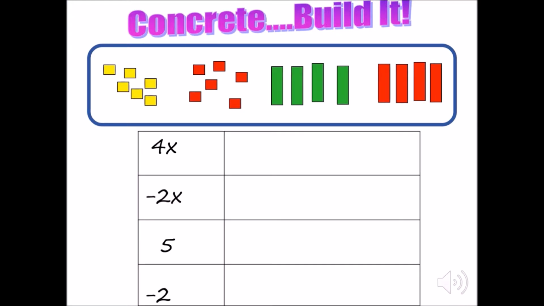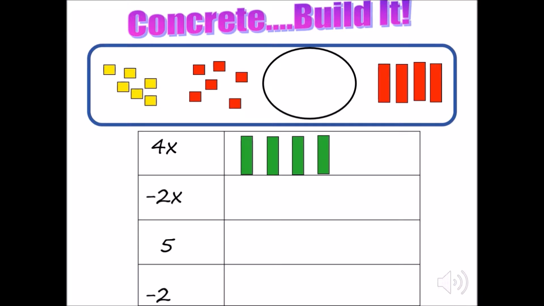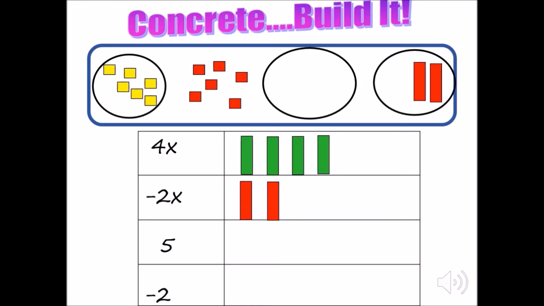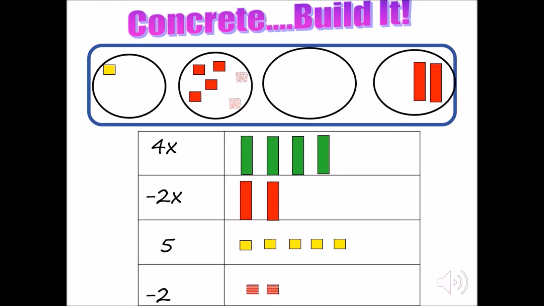So using that key, if you wanted to model positive 4x, you would need to use the x tiles. Because it's positive, you would use the green, 4 x's. Likewise, if you wanted to model negative 2x, again you would need the x tiles, but to denote its negative value, you need the red, so 2 x's. For positive 5, you will need to use the square unit tiles. Because it's positive, you will need the yellow, 5 positives. And for negative 2, again you'll use the unit tiles, but in red to show its negative value, for negative 2.